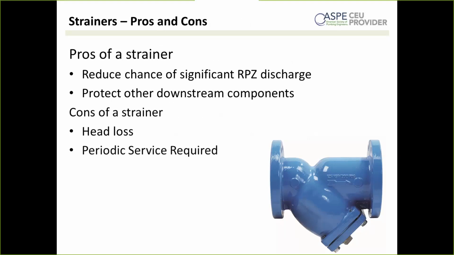The other disadvantage is it requires periodic servicing. As the strainer collects debris, it begins to clog up, and that pressure drop across the valve will increase. This means that someone needs to be periodically checking the head loss, otherwise it won't be noticed until you're having issues with low pressure.